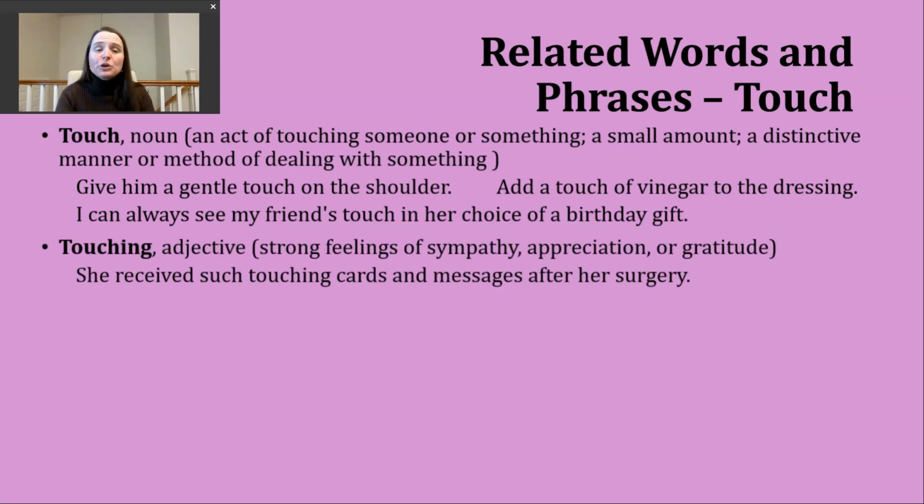Another related word you'll hear is the adjective touching. This really describes some strong feelings. Again, it could be of sympathy, appreciation, could be of gratitude. But it's an adjective that has really positive meaning. So an example of this might be, she received such touching cards and messages after her surgery. So people were writing, I'm thinking of you, I hope you're doing okay, right? Other messages that made her go, oh, right, and kind of feel good inside.